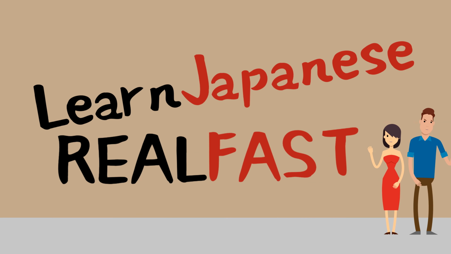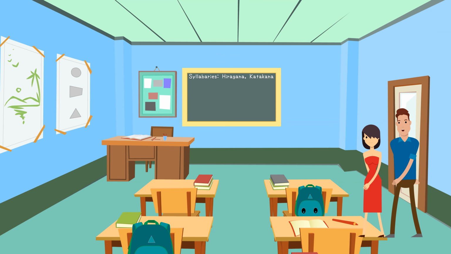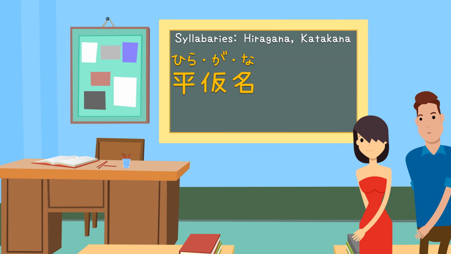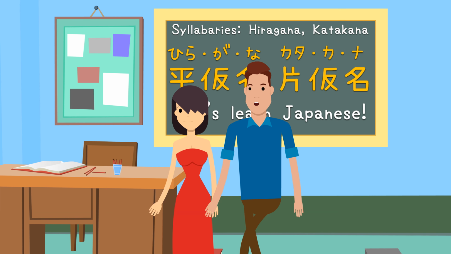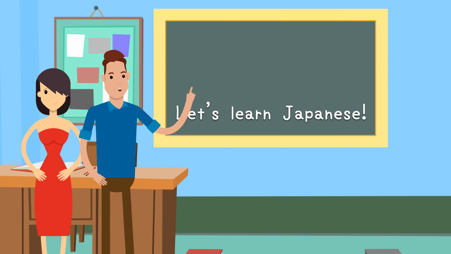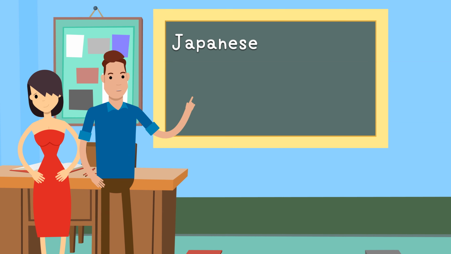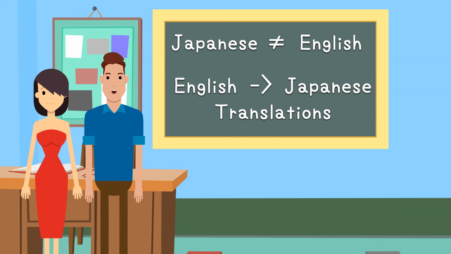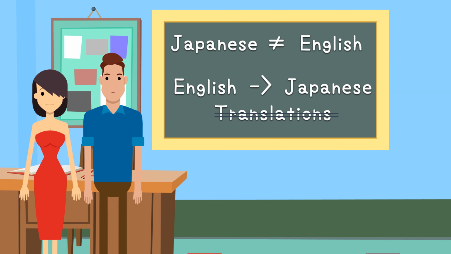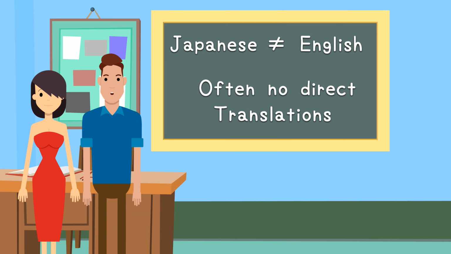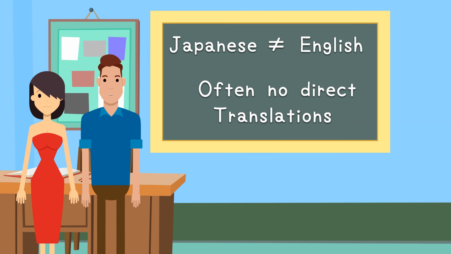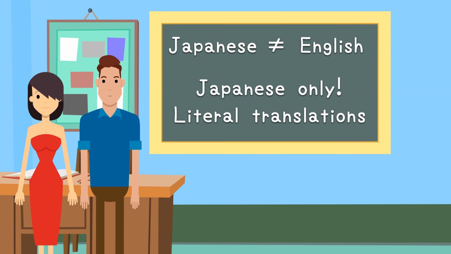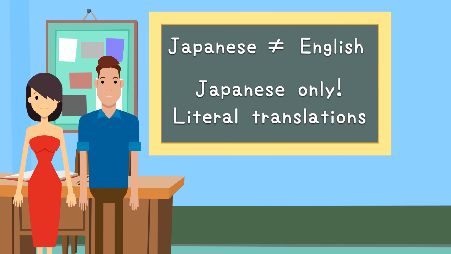実用日本語. Now that we've learnt the Japanese syllabaries, hiragana and katakana, let's start learning to use the language. Before we do, we should emphasize that Japanese is very different to English, so we won't translate into English phrases. Most of the time, there is no direct translation. From now on, we'll use only Japanese and show the direct translation of each part of the sentence.